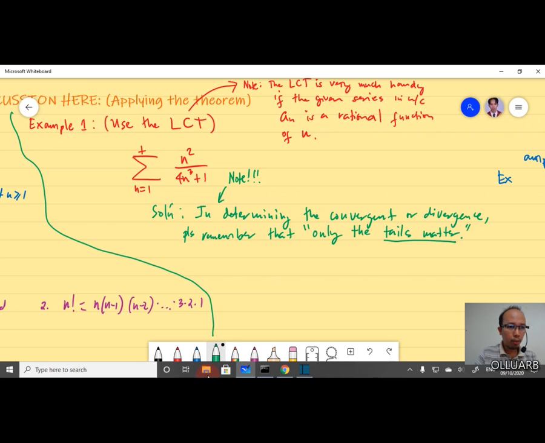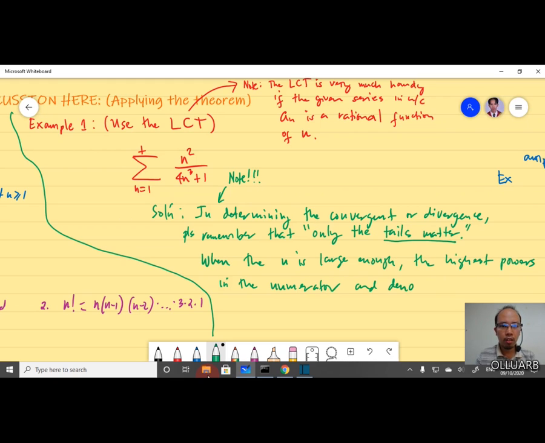Meaning to say, when n is large enough, meaning those numbers that are very, very large, the highest powers in the numerator and denominator matter the most. Okay, so please remember all these things.